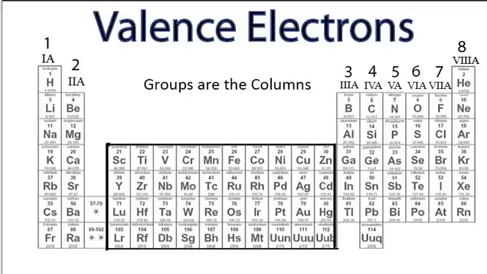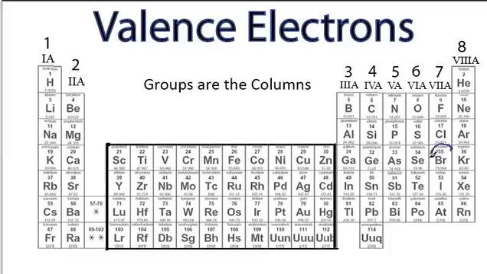So why don't we practice just a bit. I'll choose an element, pause for a second, and you figure out how many valence electrons. How about phosphorus? Group 5 or 5A, 5 valence electrons. How about magnesium? Group 2 or 2A, 2 valence electrons.